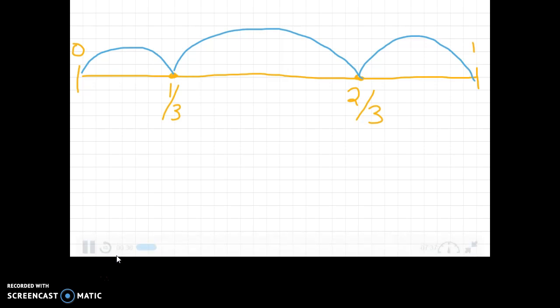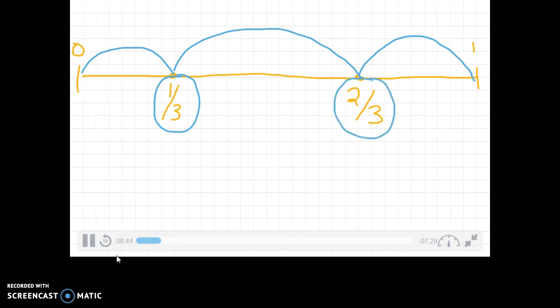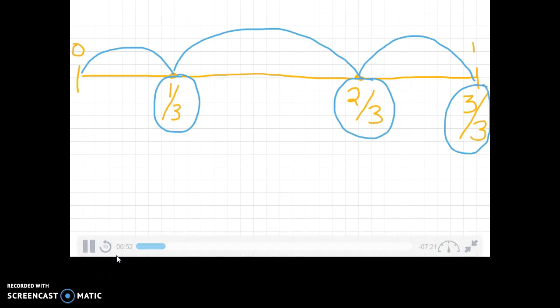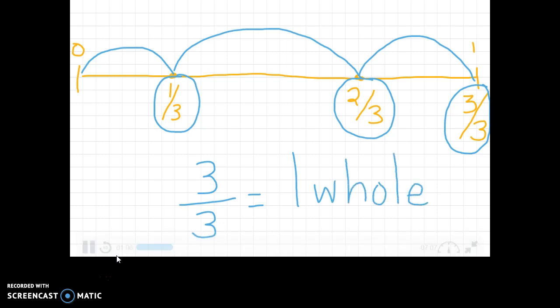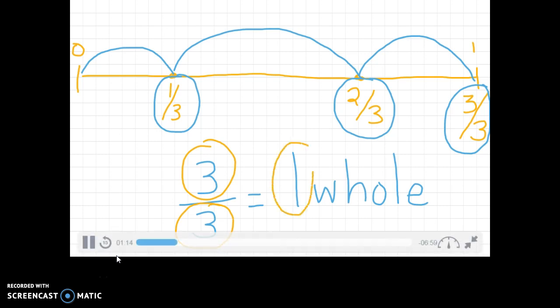And in those three equal parts, I can see that my first fraction is 1/3. My second fraction is 2/3. What do you think my third fraction would be right here? If you said 3/3, you would be correct because that's the whole. 3/3 is the same value as 1 whole. Anytime you have the numerator and the denominator as the same number, it equals 1 whole.